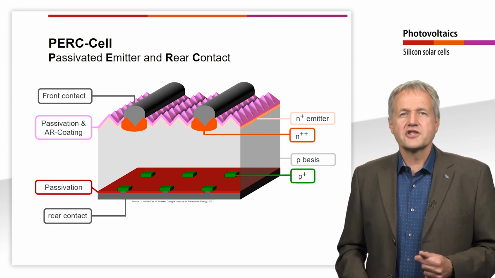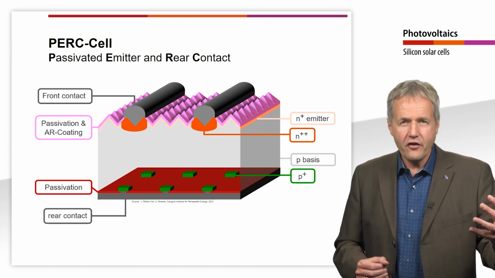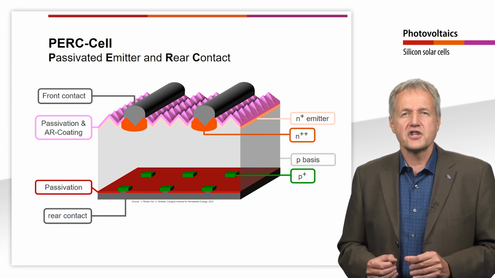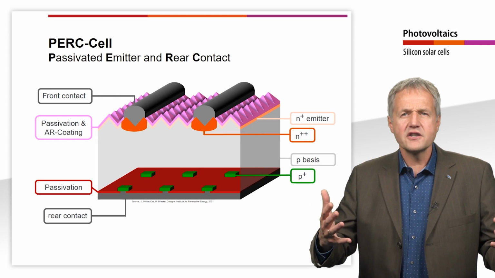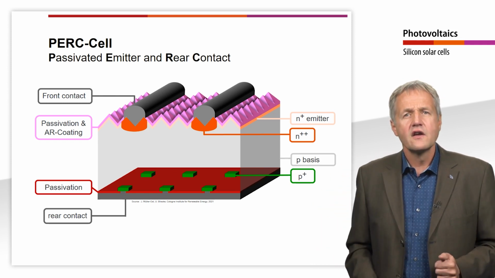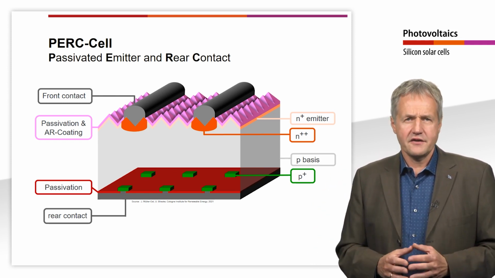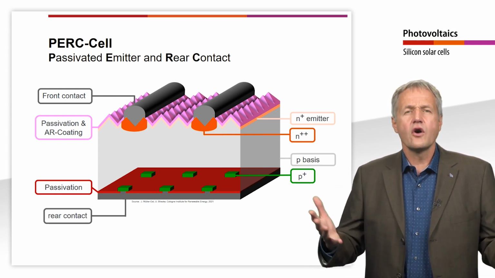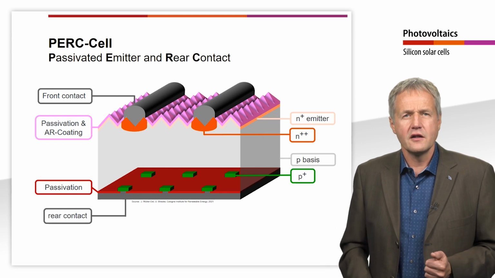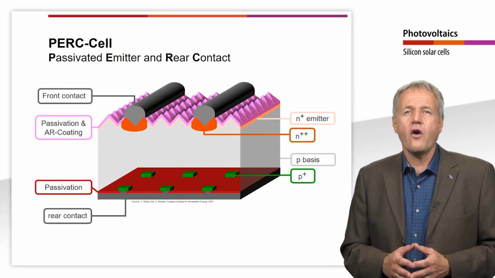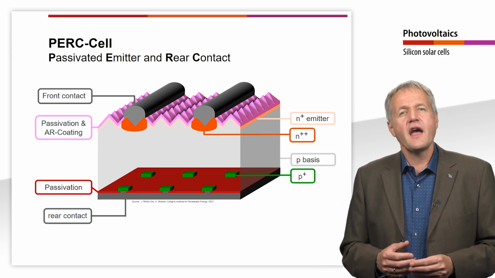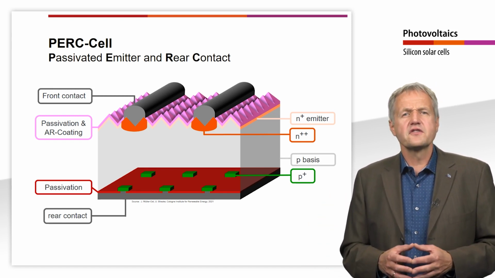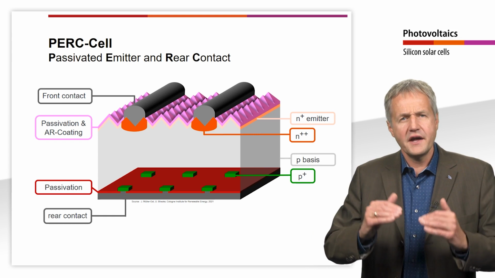Today's standard structure of a solar cell therefore consists of an N+P silicon junction that is covered on both sides with passivating layers. This type of solar cell is also called a PERC solar cell. PERC stands for passivated emitter and rear contacts. The name thus refers to the passivation on the front and rear sides.